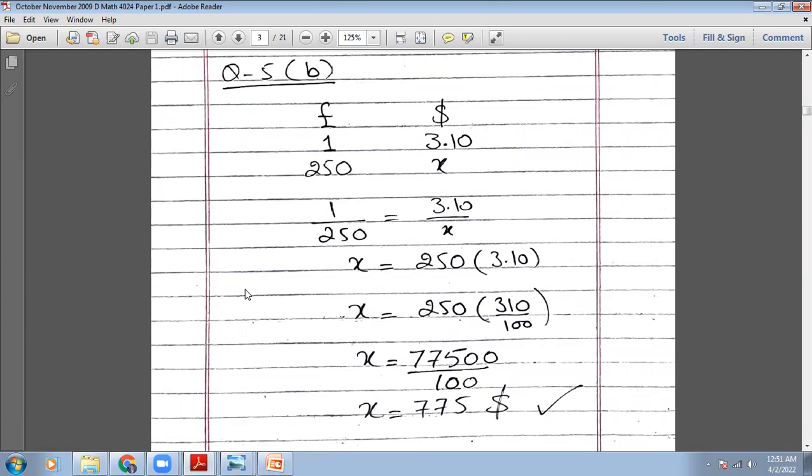Cross multiply here. So x will be equal to 250 multiplied by 3.10. So we will remove the decimal, and you will have 250 multiplied by 310 divided by 100. So 310 multiplied by 250 will be 77500, divided by 100. So the final answer will be $775. So by using the method of proportion, you can see we have converted the 250 pounds into dollars. So you will get $775.